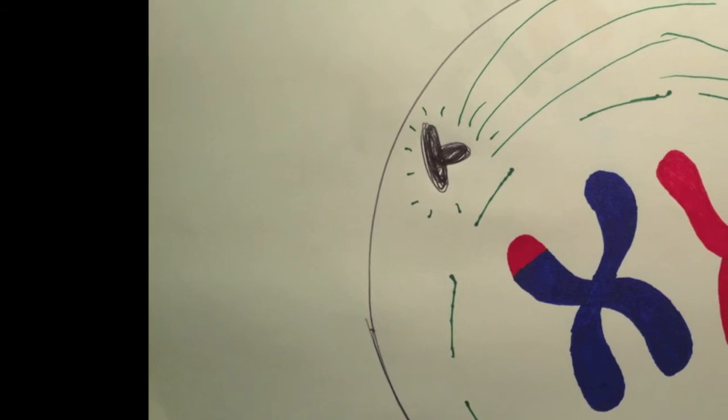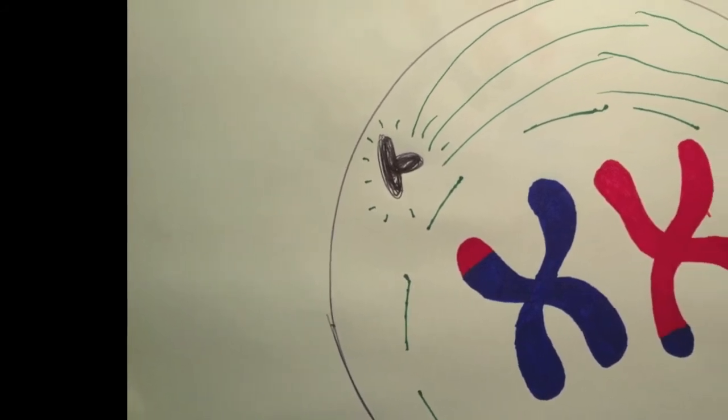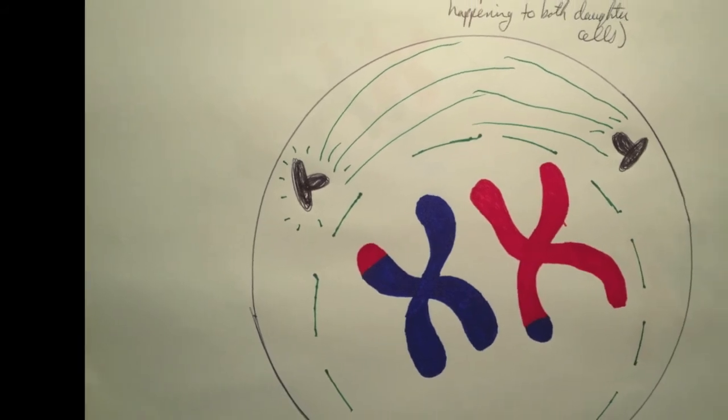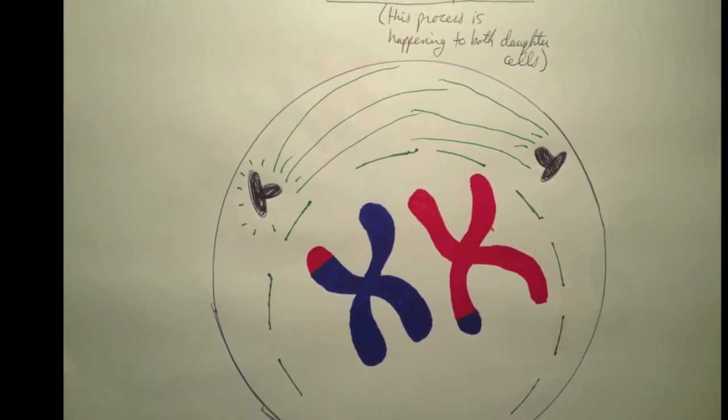Next comes meiosis 2. Prophase 2 has no new chromosome replication. The centrioles duplicate and separate into two centrosomes, one for each chromatin. The nuclear envelope breaks down and the spindle apparatus begins to form.